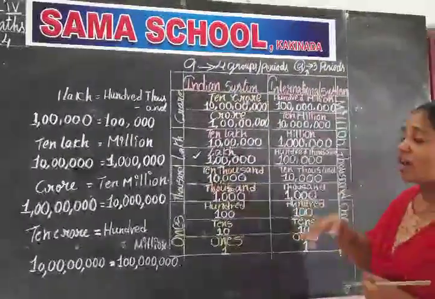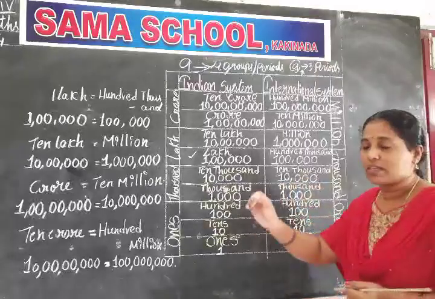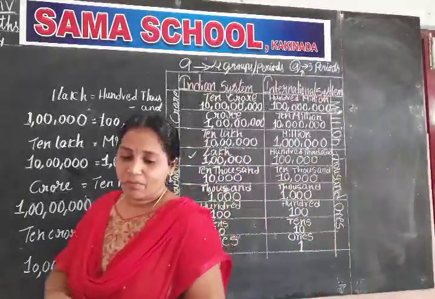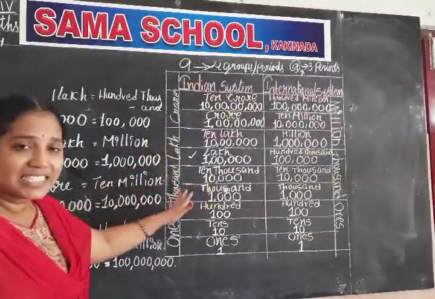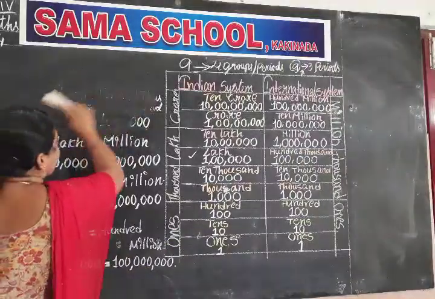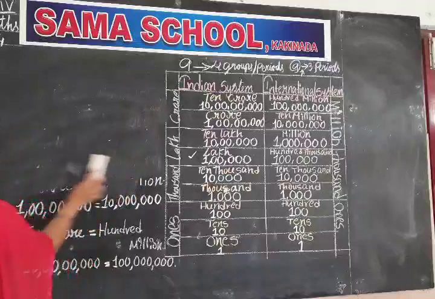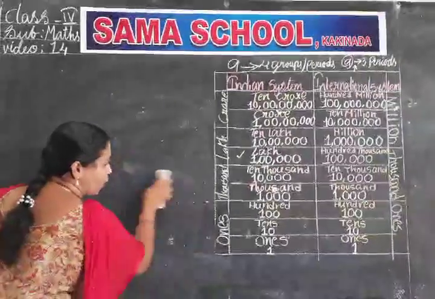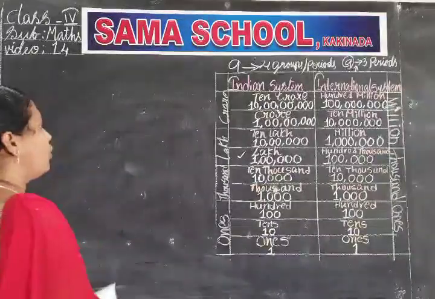Okay. In the previous session, I already explained how to keep commas. I will take one example and explain how to keep commas, how to read the number, and how to write the number names. Today again we discuss how to keep commas in proper places and how to write the number names by using this chart. Do you understand? Okay. Everyone look at the board. Note down this chart carefully. I will take two examples and explain how to keep commas in proper place and how to write the number names. Everyone note down.